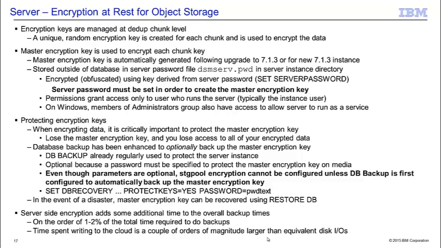Now with the server-side encryption, we manage the encryption key at the dedupe chunk level. We have a master encryption key, and this is really important. If you turn on encryption, you have to be very careful to protect this master encryption key, because if that encryption key is lost, you will not be able to restore the data from those encrypted cloud storage pools. The master encryption key is automatically generated when you upgrade to Spectrum Protect 7.13 or install a new 7.13 instance. And it's going to be stored outside the database in a dsmserve.pwd file.